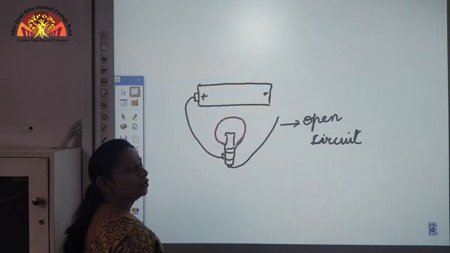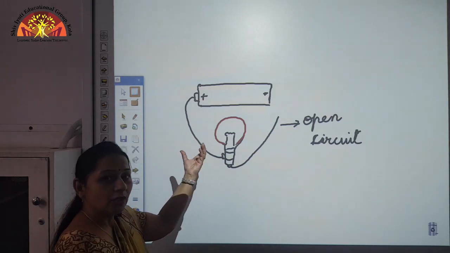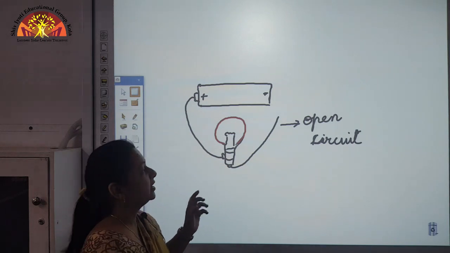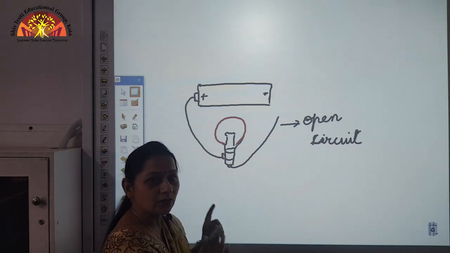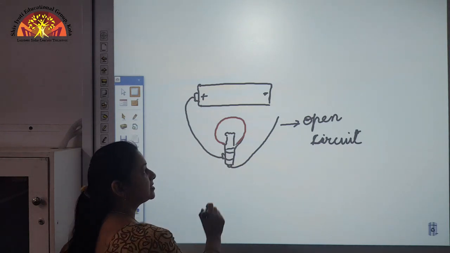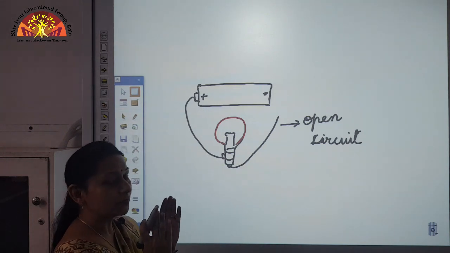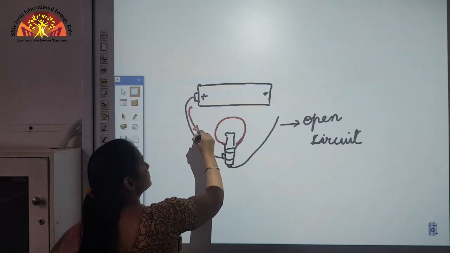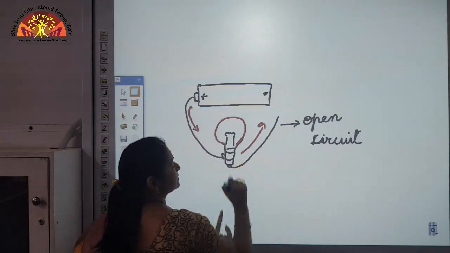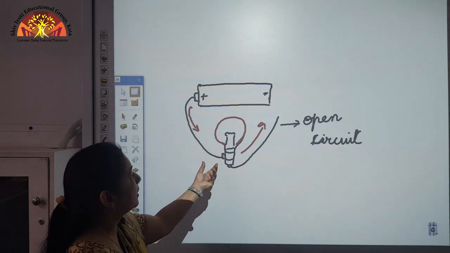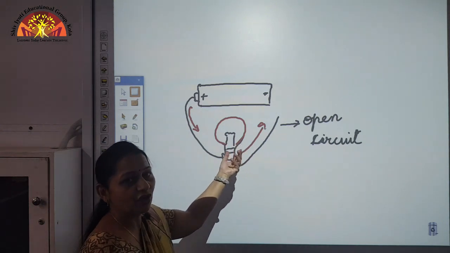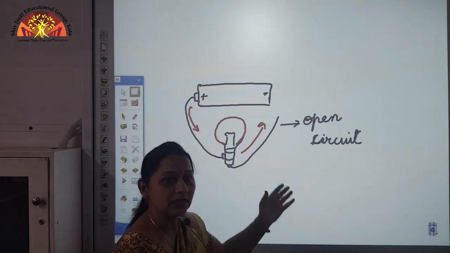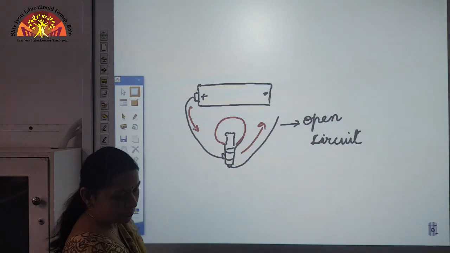In this case you will find that the bulb will not glow. So to make the bulb glow, we need to have a closed circuit, a closed loop, so that the current passes, and the direction of the current is from the positive terminal to the negative terminal. This is the path or the direction of the electric current, that it always flows from a positive terminal to a negative terminal.